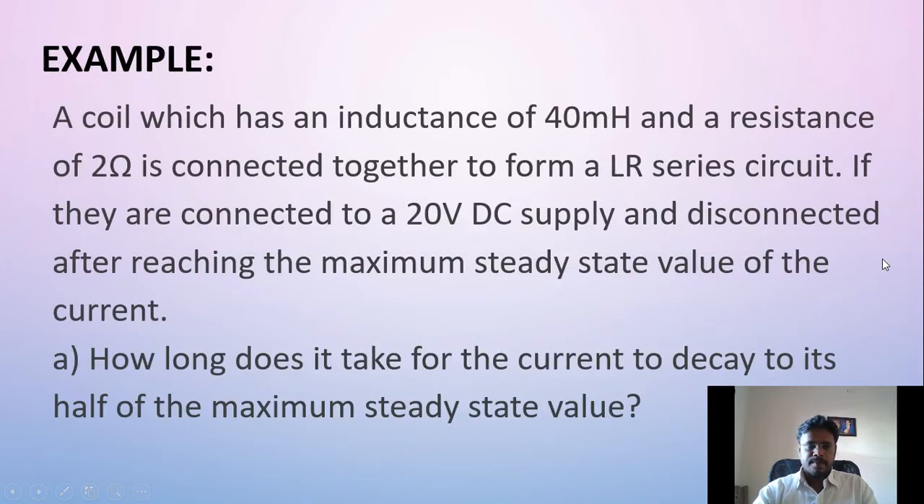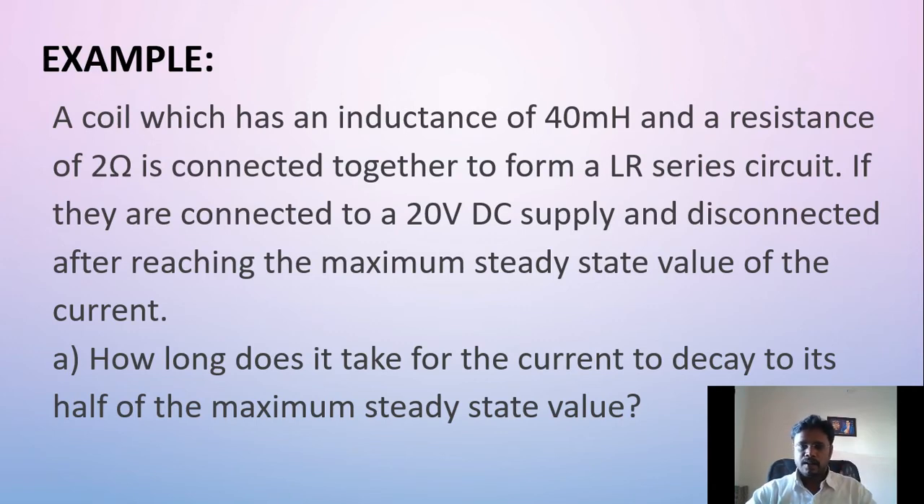Let us take an example. A coil which has an inductance of 40 millihenry and a resistance of 2 ohm is connected together to form an LR series circuit. If they are connected to a 20 volt DC power supply and disconnected after reaching the maximum steady value of the current, the question is, how long does it take for the current to decay to half of the maximum steady state value?